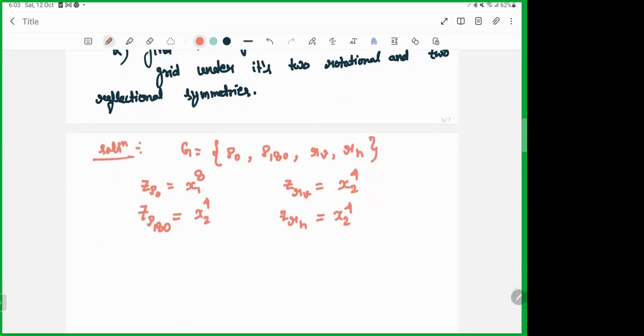So what is the cycle index polynomial? It will be the sum of these divided by the order of G. The cycle index polynomial of G in the variables x1 and x2 is basically 1 by 4 times x1 to the power 8 plus 3 x2 to the power 4.